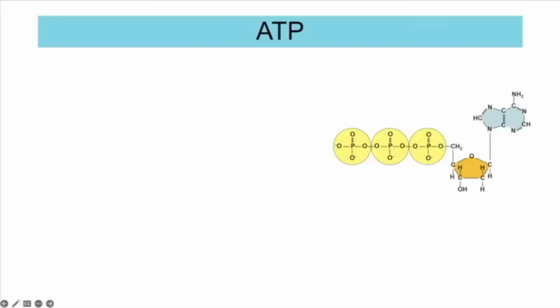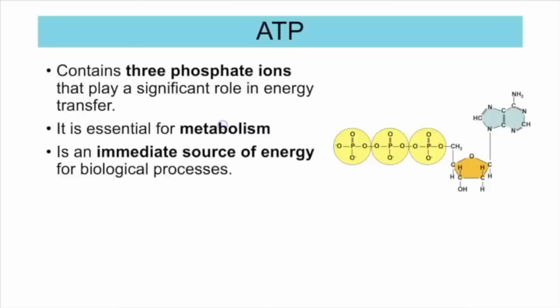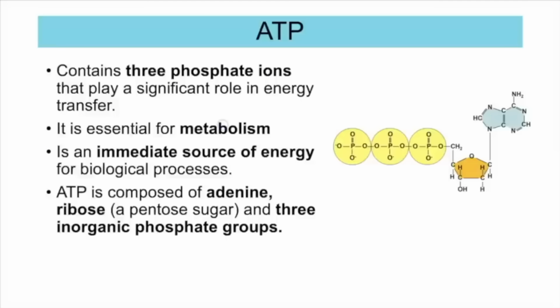Next we have a look at ATP, and this is very similar in structure to a nucleotide. It contains a pentose sugar, which is always ribose, and a nitrogenous base, which is always adenine. Adenine and ribose together make adenosine, and that's why ATP stands for adenosine triphosphate, because we also have 3 phosphate groups attached. Those 3 phosphate groups play a significant role in energy transfer, and that's why ATP is essential for metabolism. It's an immediate energy source, providing energy for a whole range of different reactions.